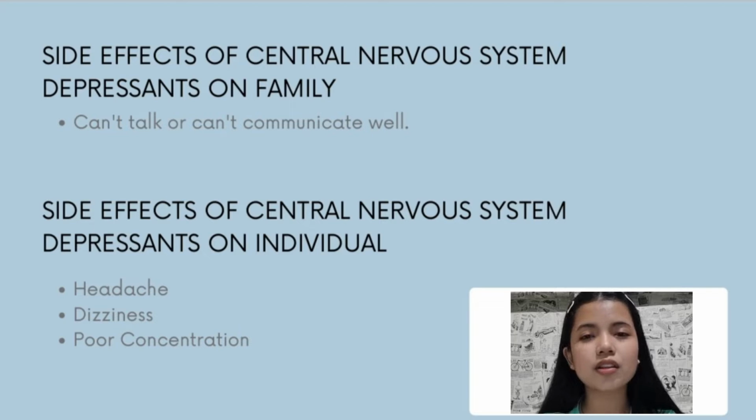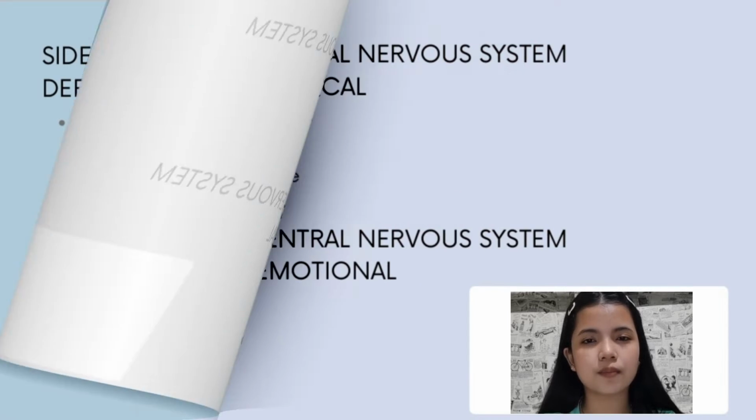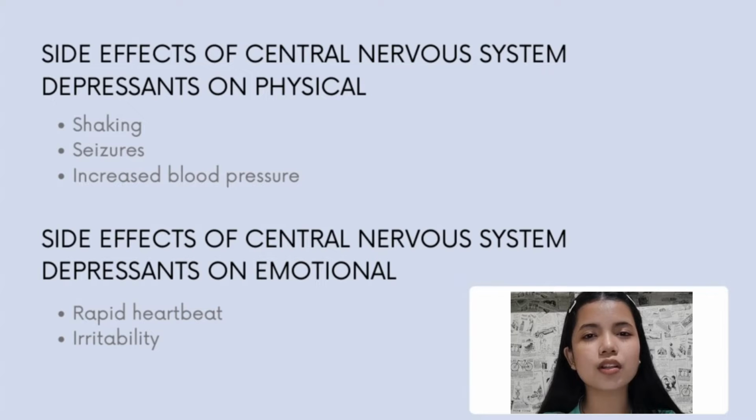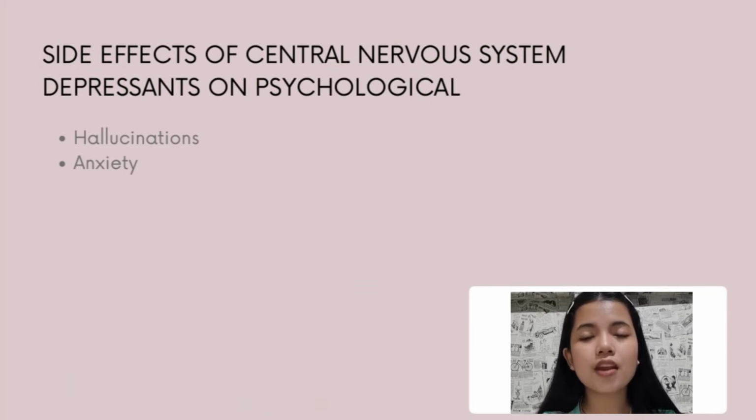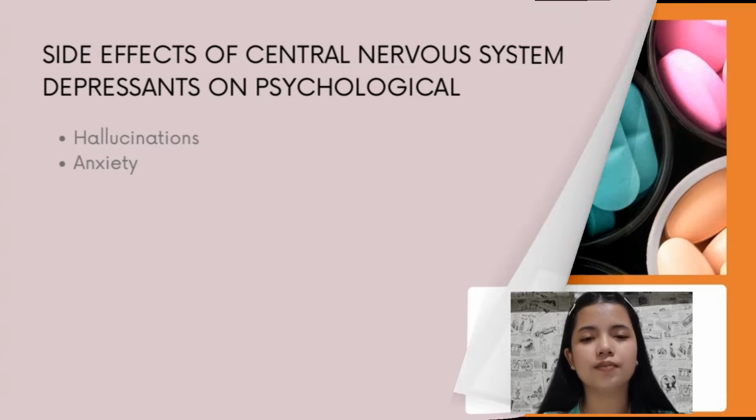Side effects of central nervous system depressants on individual: headache, dizziness, and poor concentration. Side effects of central nervous system depressants on physical: shaking, seizures, increased blood pressure. Side effects of central nervous system depressants on emotional: rapid heartbeat and irritability. Side effects of central nervous system depressants on psychological: hallucinations and anxiety.